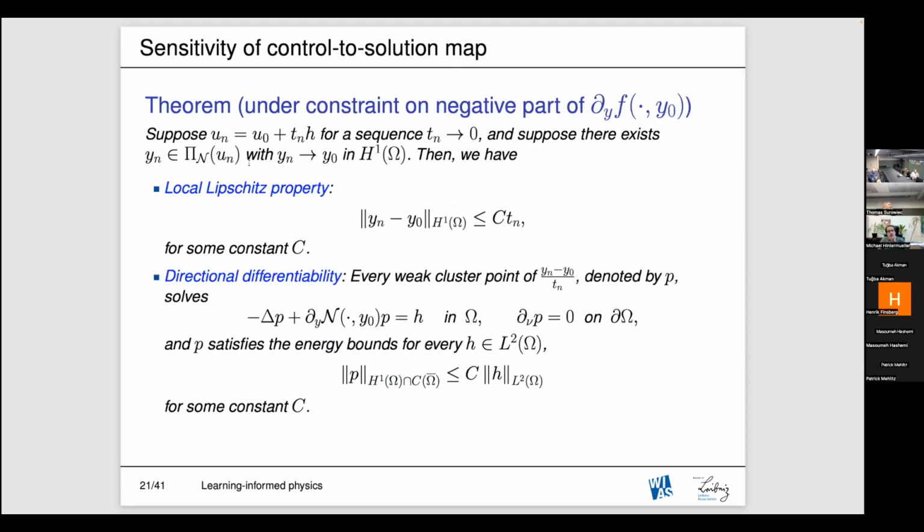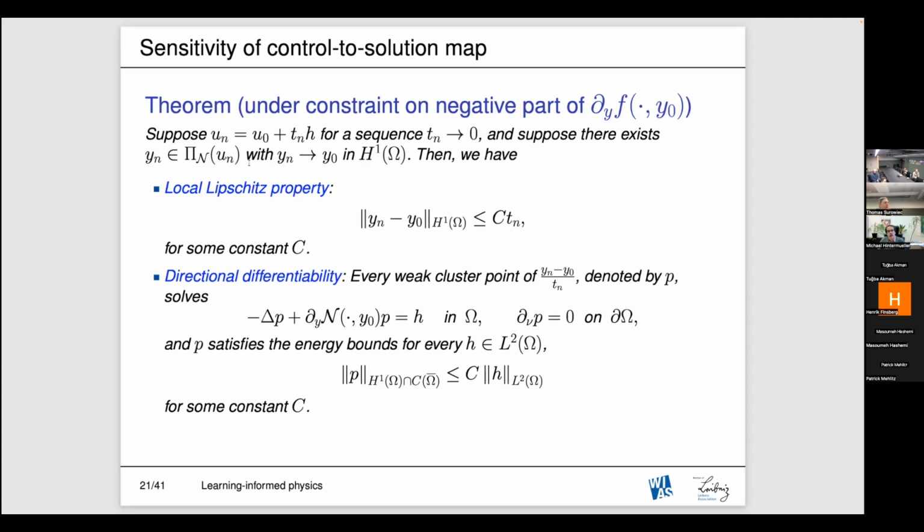Now, what about sensitivity? Let's assume you have a u naught, which is a reference control, which you perturb in direction h by some t_n h, where the t_n is a zero sequence, a null sequence. And let's call the u_n the corresponding perturbed control and the y_n the corresponding neural network-based state, where y_n converges to some y0. You can also look at the rate of this convergence. y_n minus y naught would be less or equal C t_n. As expected, this is a classical Lipschitz property with some constant. And of course, now you can form the quotients y_n minus y0 over t_n.